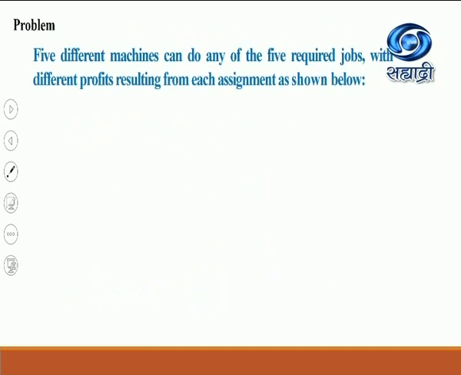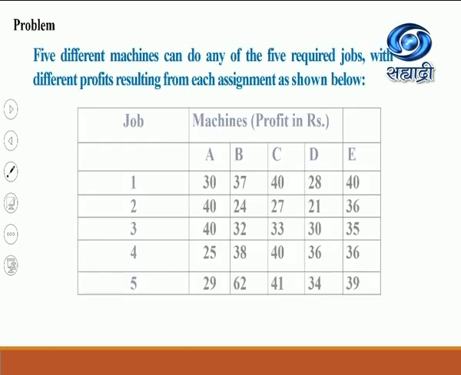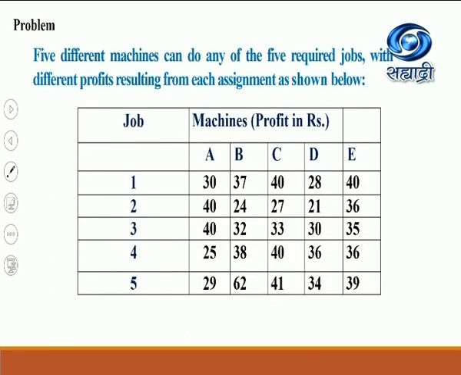Let us see the example. 5 different machines can do any of the 5 required jobs with different profits resulting from each assignment as shown below. So these are the assignments. Jobs are there 5 and there are 5 machines. Find the optimal assignment schedule.